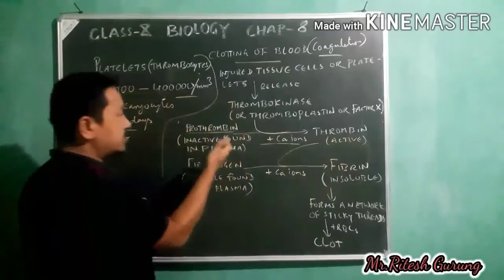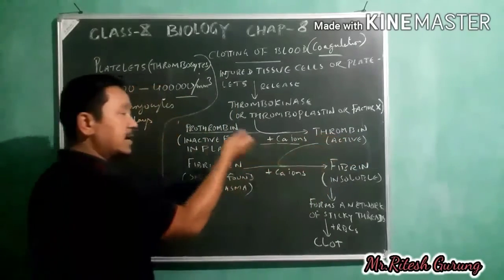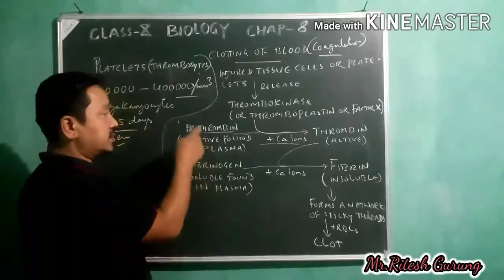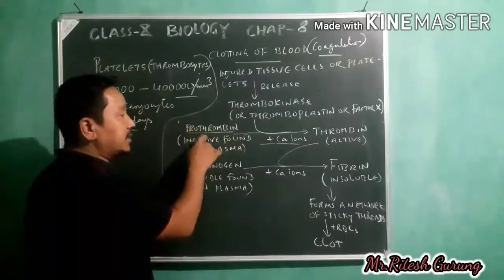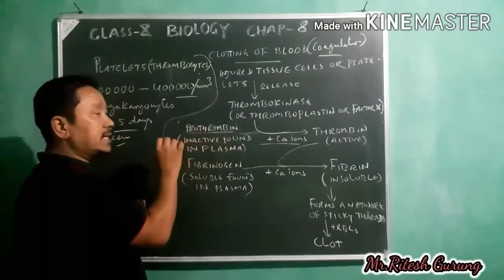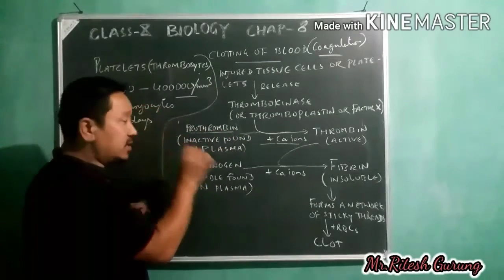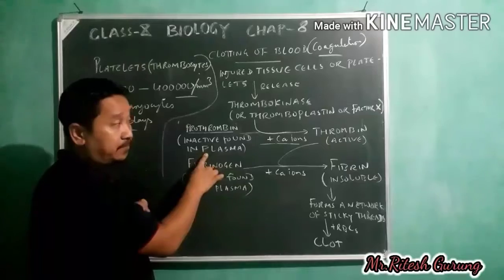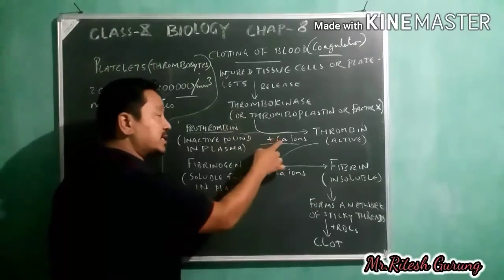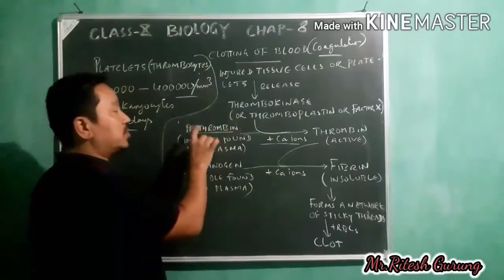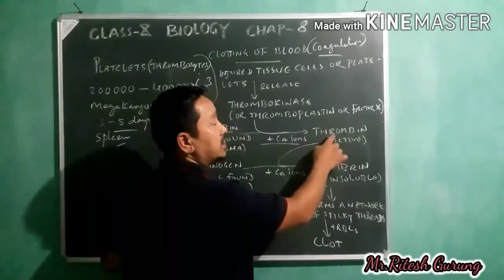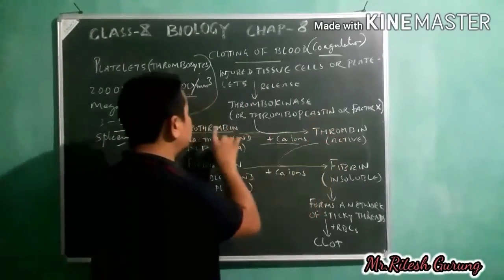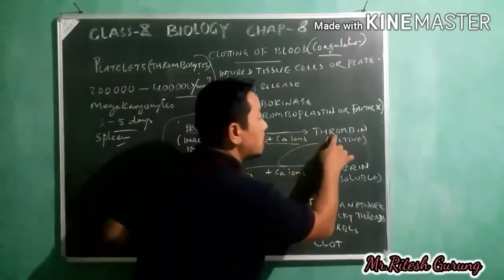The difference between prothrombin and thrombin is that prothrombin is an inactive chemical substance found in blood plasma. With the help of calcium ions, this prothrombin is converted into the active form, which is known as thrombin.